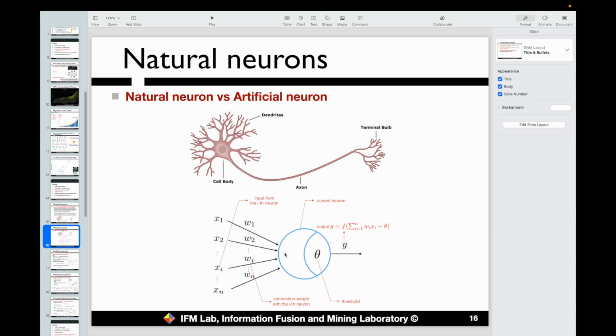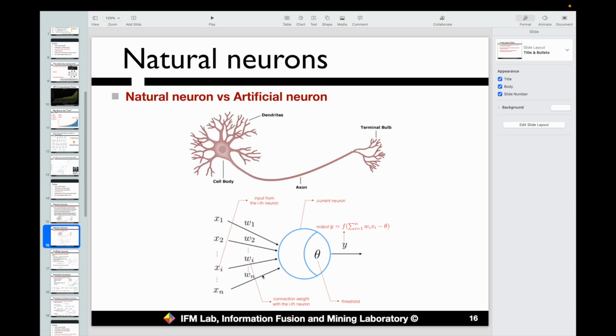We assume this neuron is connected to n neurons before it. So x1 to xn are the inputs from other neurons, and to quantify the connection between the other neurons and this neuron, we denote w1 until wn as the connection weights. Given the inputs and the connection weights, we can receive all the inputs weighted by w1 until wn.